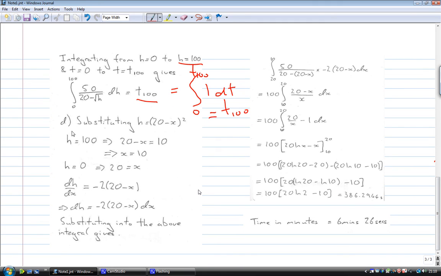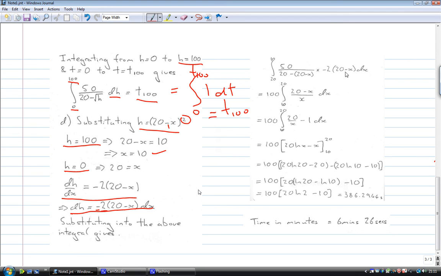So now the next part of the question is giving us this substitution to make so that we can actually solve this. So when h is 100, we're going to get 20 minus x equals 10. Because we've square rooted that, it's going to give us x is equal to 10. Similarly, h is equal to 0, 20 is equal to x. Now we also need to get rid of delta h as well. So we've got delta h, well, you just need to differentiate this. The 2 is going to come down, you get the minus 1 from there. So you get minus 1 there, and you get 2 there, and that's the rest of it. And there's the delta x.